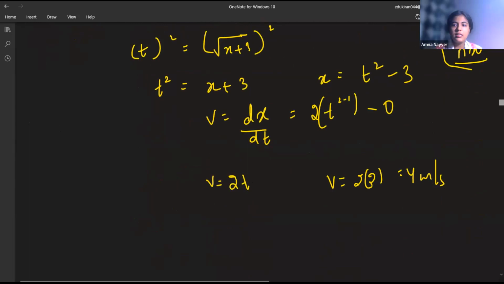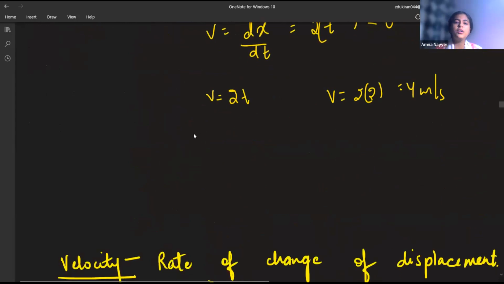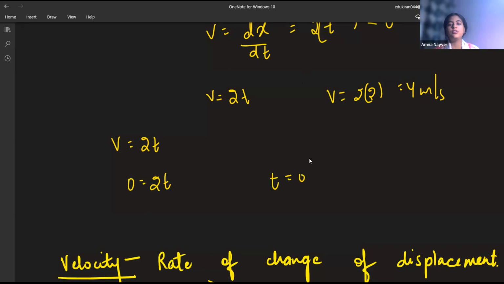Now see, second part, when the body stops. What should I do for this? Equation is v is equal to 2t. Body stops. So which quantity would be 0? One quantity would be 0. V, velocity. Velocity will be 0. So 0 is equal to 2t. Time is also 0 in this case. So velocity is 4 meters per second.